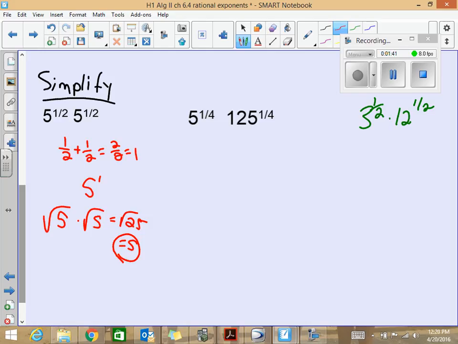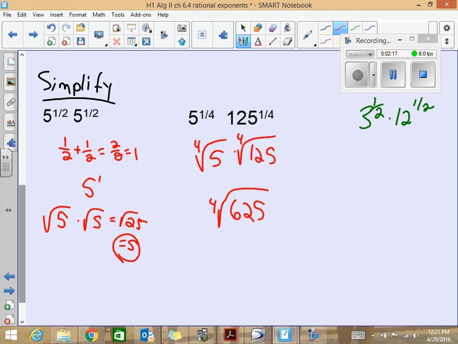Now, when you don't have like bases and you've got fractional exponents, then you really do need to put it back into radicals. So this one we would say fourth root of 5 times fourth root of 125. Now when we multiply radicals, because the indexes are the same, we can multiply what's inside. So 5 times 125 is going to be 625. Then to find the fourth root of 625, we break it down.